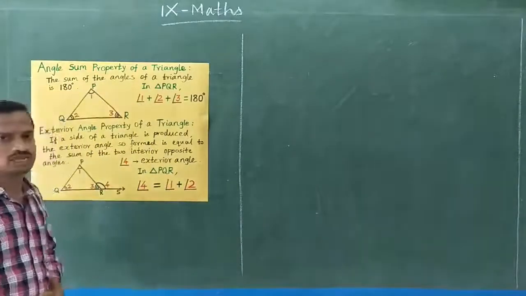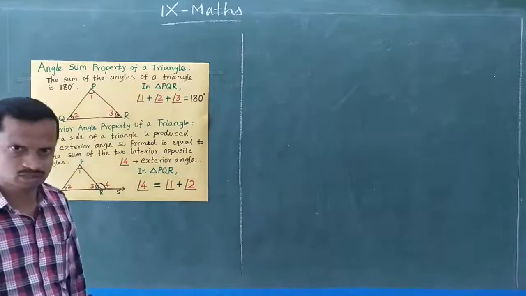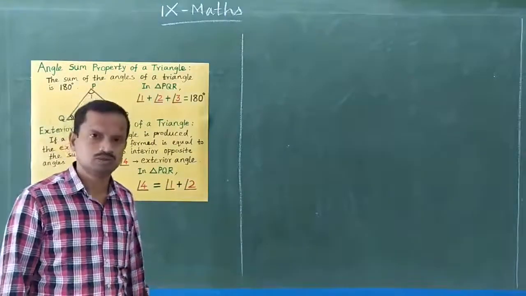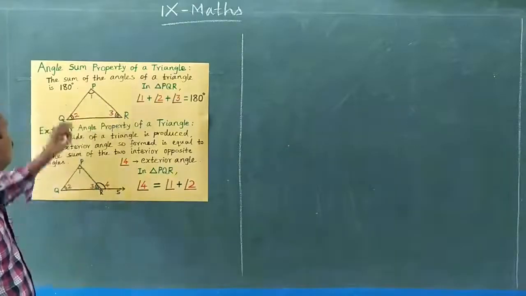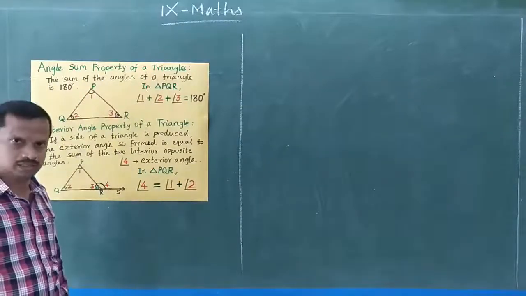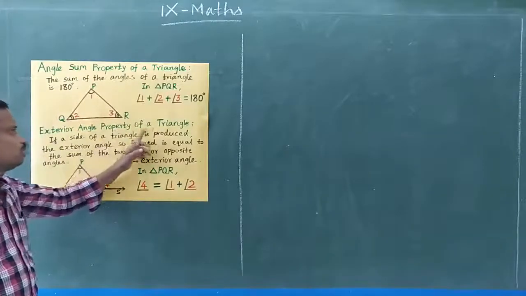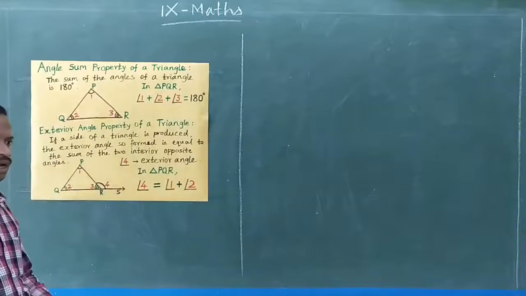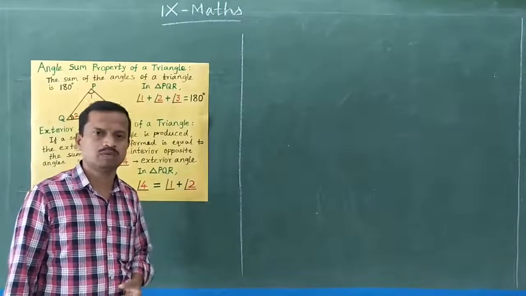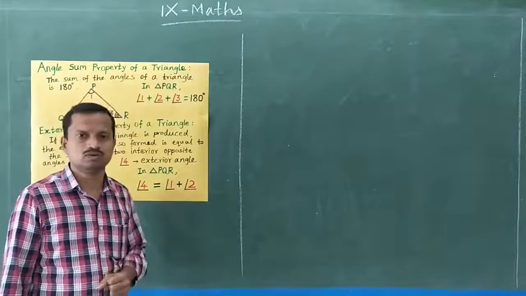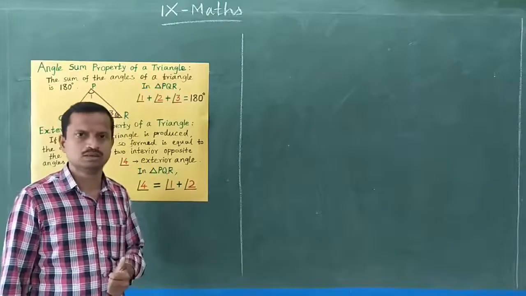Going to see class 9 maths, chapter 6, lines and angles, part 3. Today's topic is the angle sum property of a triangle and the exterior angle property of a triangle. And you know, the angle sum property means the sum of the angles of a polygon. Here the polygon is a triangle.